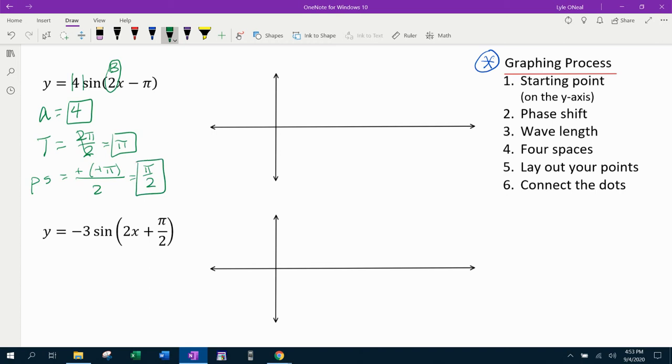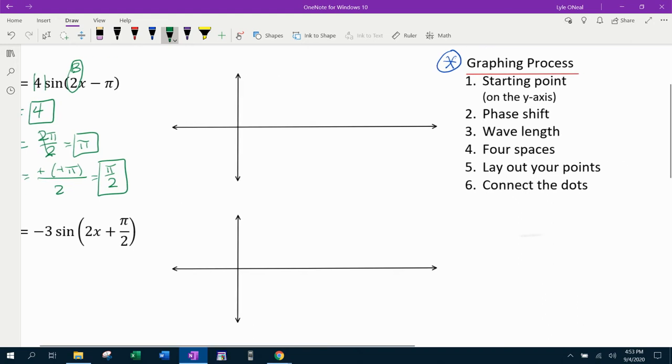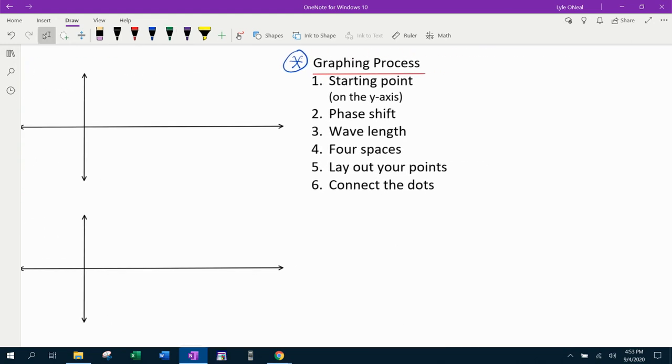And so if all you needed to do was find the amplitude, period, and the phase shift, you would be done at this point. And you do need to find those because they're going to be used when we do our 6-step graphing process. Okay, so now step number 1, when you're trying to locate your starting point, that's going to depend on whether you have a sine function or a cosine function.